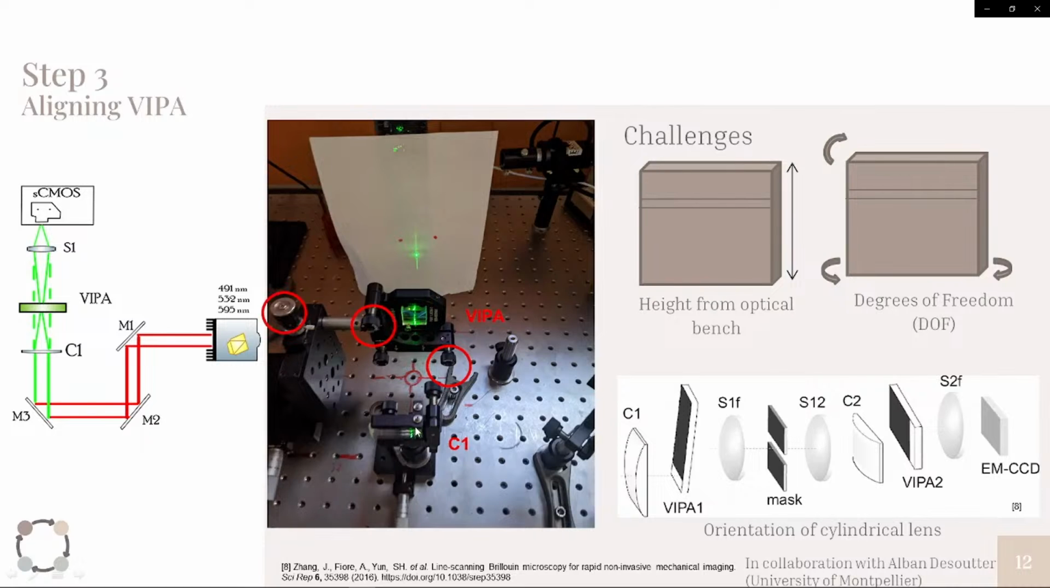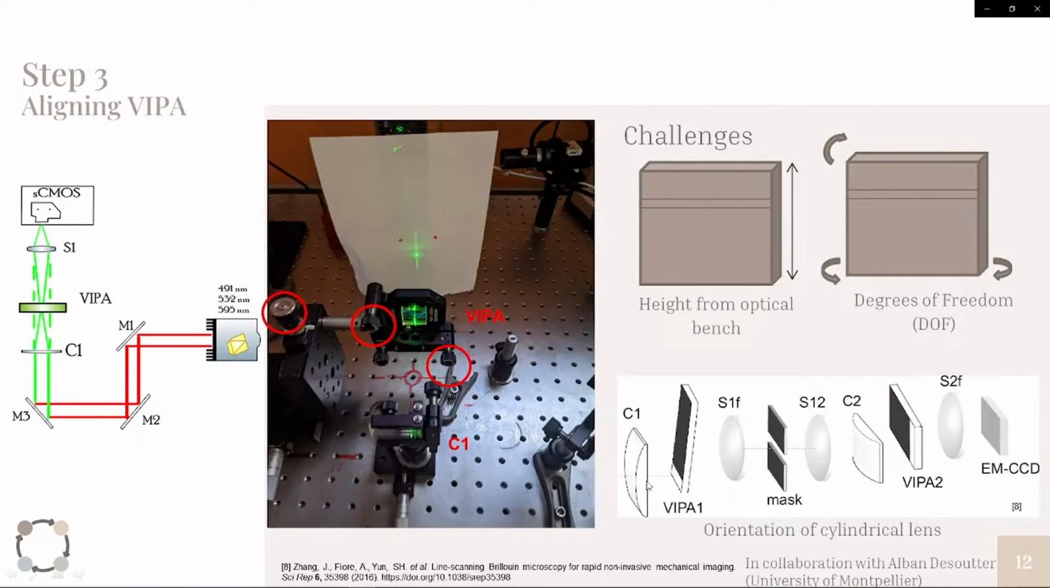But the problem that we face here with using a cylindrical lens and VIPA system is that the cylindrical lens orientation also depends on the VIPA's orientation, and it happens vice versa. So the system that I've used here is what you see in this figure. All of this is taken from a paper by Zhitao Zhang. He has used a system which has two VIPAs, but my system has only a single VIPA, and I have chosen the VIPA 1 and C1 configuration.